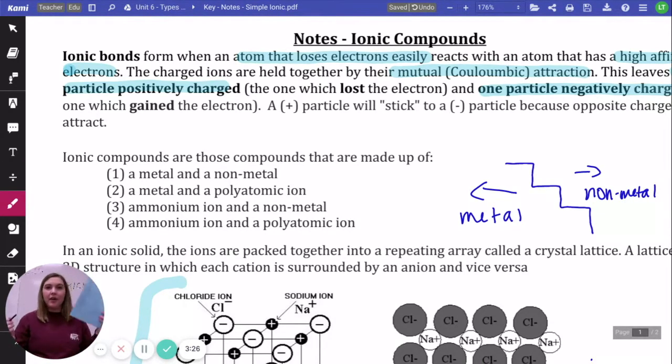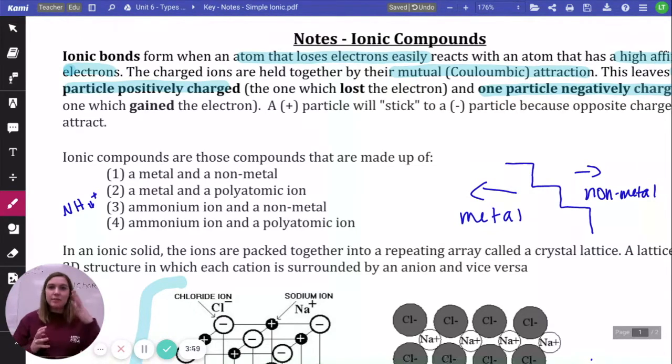A metal and one of our polyatomic ions. Ammonium is one of our polyatomic ions. Ammonium is NH4 positive 1, and a nonmetal, or ammonium and one of the other polyatomic ions. So those are your four possibilities that we can have with ionic compounds.